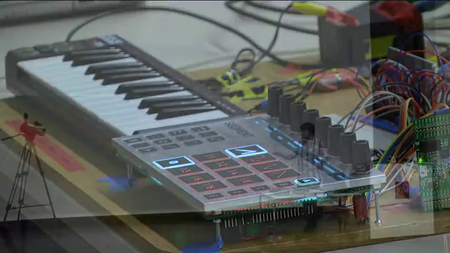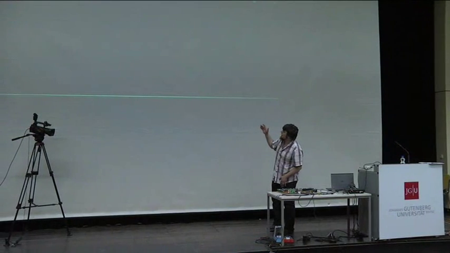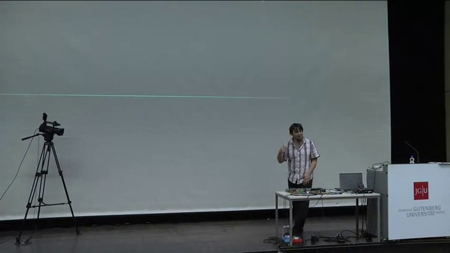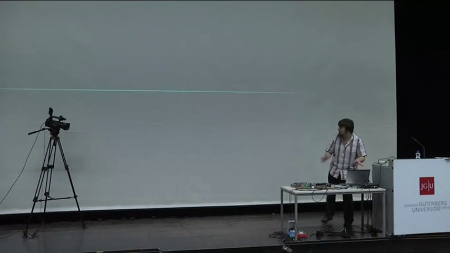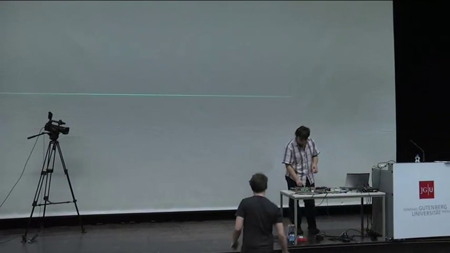Okay, so I'll mute it so we just can see. Can you see the waveforms actually? Yes. Okay, because I don't. I'll pretend I can see them too.